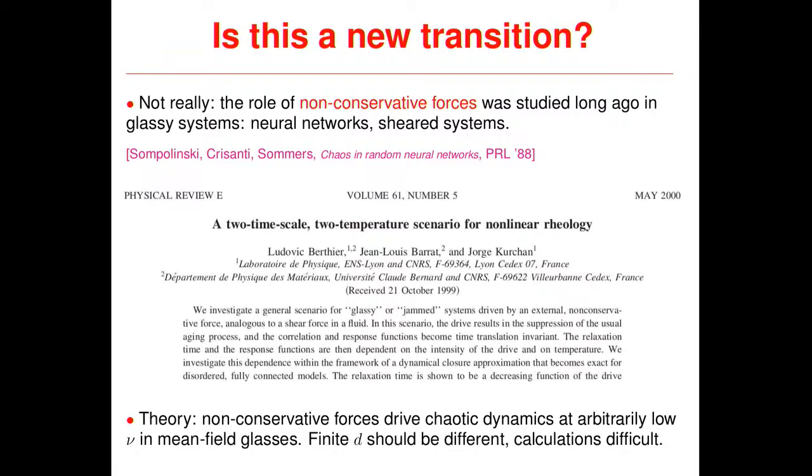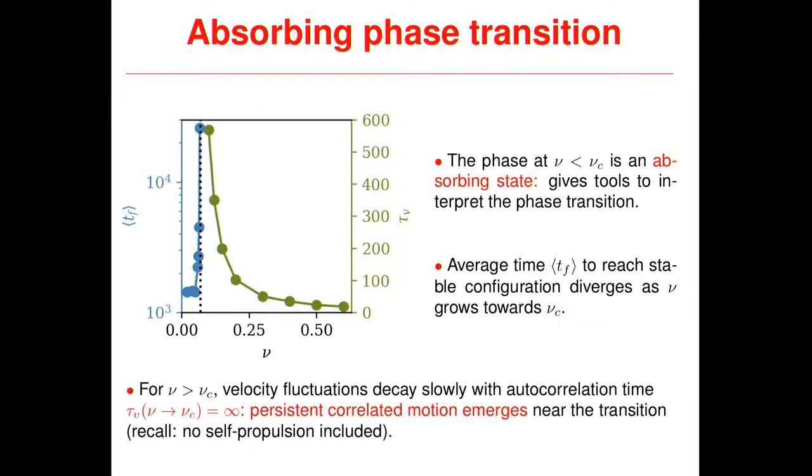So an arbitrarily small amount of non-conservative forces was able to make these glassy systems flow forever in the mean field limit. At the end of this paper, we say, oh, in finite dimension, it should be different. It should be undergoing a phase transition. So you should need a finite amount of non-conservative forces to make the system flow. But the calculations in finite D in glassy systems are complicated. So what we see now is evidence that, yes, there is a finite amount of non-conservative forces needed. And it's looking like this absorbing phase transition.